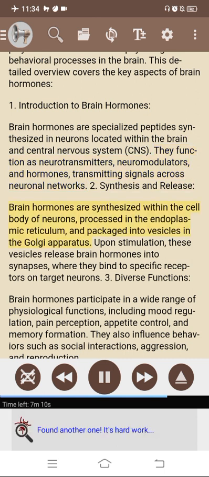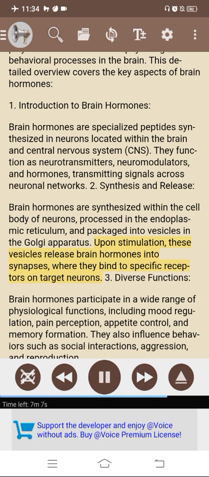2. Synthesis and release. Brain hormones are synthesized within the cell body of neurons, processed in the endoplasmic reticulum, and packaged into vesicles in the Golgi apparatus. Upon stimulation, these vesicles release brain hormones into synapses, where they bind to specific receptors on target neurons.